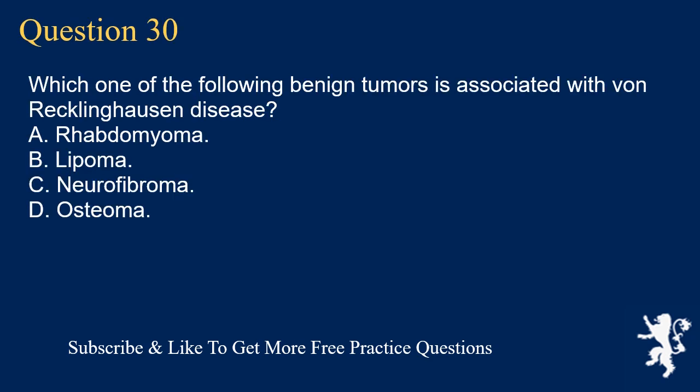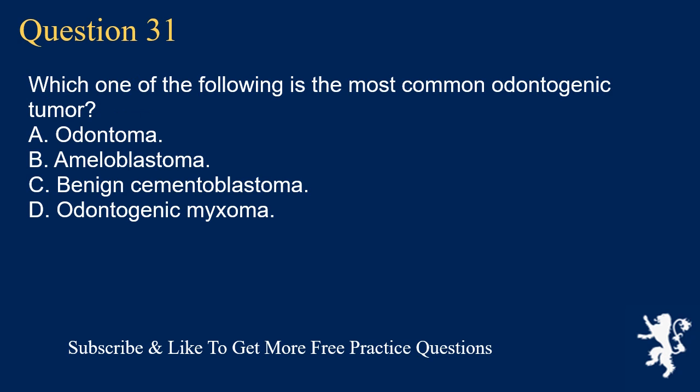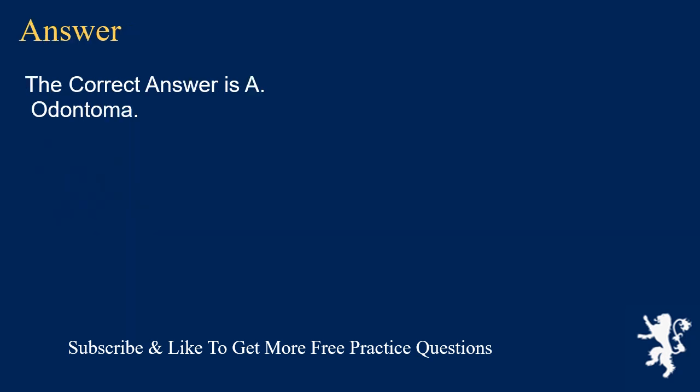Mandible. Question 30. Which one of the following benign tumors is associated with von Recklinghausen disease? A. rhabdomyoma. B. lipoma. C. neurofibroma. D. osteoma. The correct answer is C. Neurofibroma. Question 31. Which one of the following is the most common odontogenic tumor? A. odontoma. B. ameloblastoma. C. benign cementoblastoma. D. odontogenic myxoma. The correct answer is A.